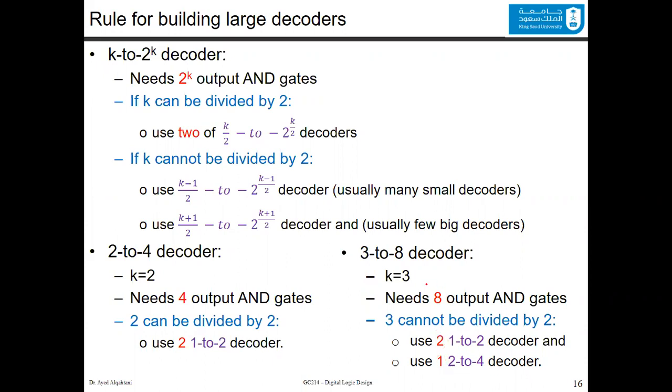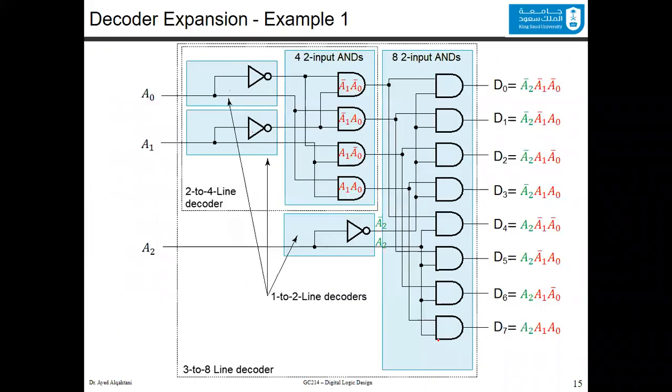I think this is not correct. This is supposed to be 1, since in the previous one here, we have only 1 to 2 decoder, and we have 1 2 to 4 line decoder. Now, if you want to see how many 1 to 2 line decoders are inside this one, then yes, they are 2.